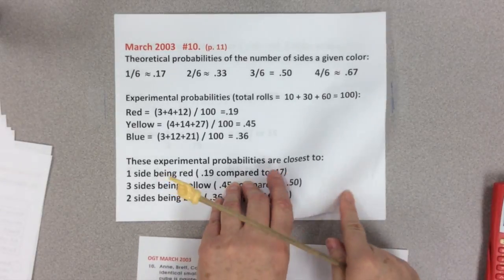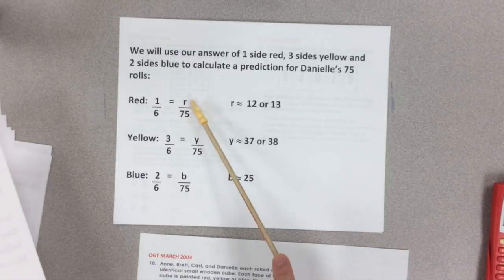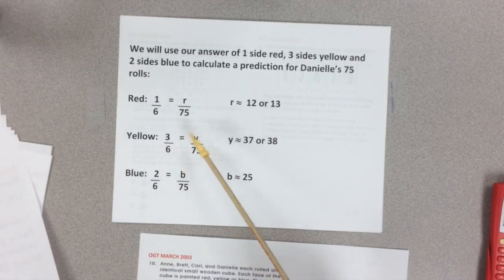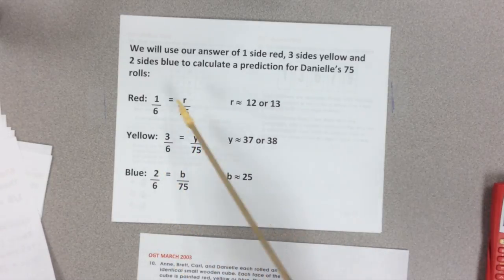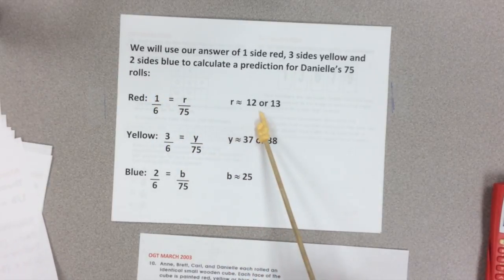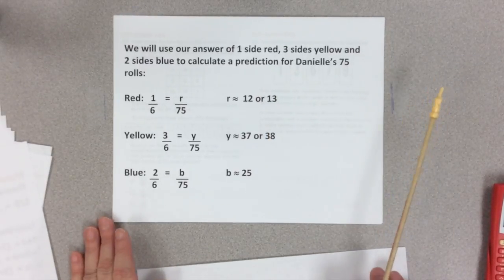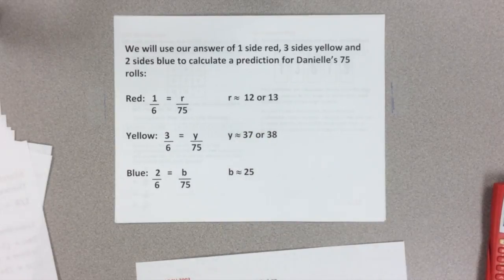So if I think there's one red out of 6, how many reds would that be out of 75? Or 3 yellows out of 6, how many yellows out of 75? 2 blues out of 6, how many blues out of 75? And remember, cross multiply and divide. So this turns out to be 12 and a half. But you really can't have 12 and a half turn out on rolls. So I said, well, that would be either 12 or 13 reds.